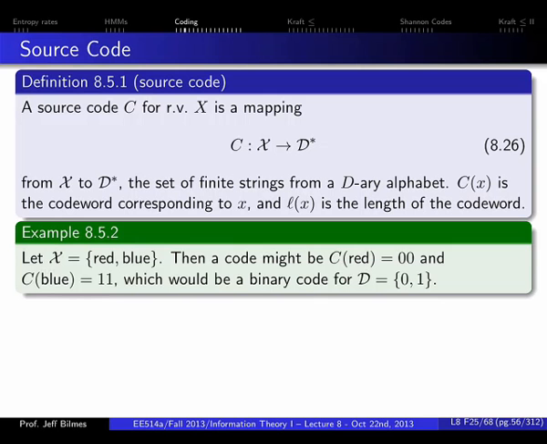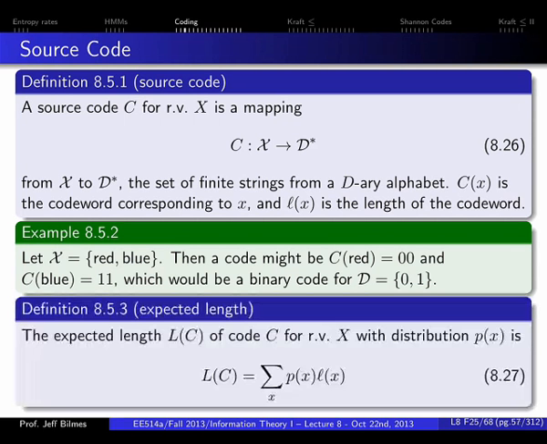Here's an example. Let's say it's a binary source. X is red, blue. And so we might then code into binary. So D is 0, 1. And we might say the code for red is 0 0, and the code for blue is 1 1. It's a very simple coding function. And the expected length of the code is just going to be the average length. So in the above case, the two lengths are both 2, so the expected length is going to be 2.